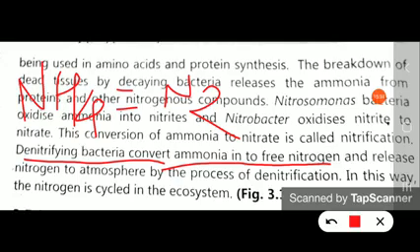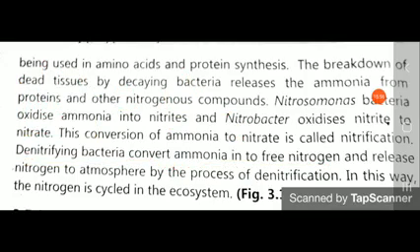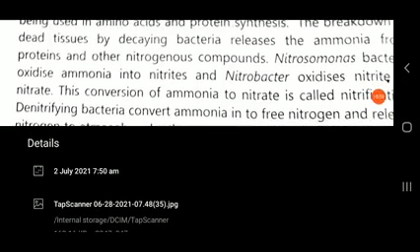There is no nitrate formation in an intermediate reaction, but directly from ammonia to nitrogen. These are known as denitrifying bacteria, and they release nitrogen to the atmosphere by the process of denitrification. Likewise, the recycling of nitrogen takes place. In this way, nitrogen is cycled in the ecosystem. How does this take place? Likewise, nitrogen fixation takes place.